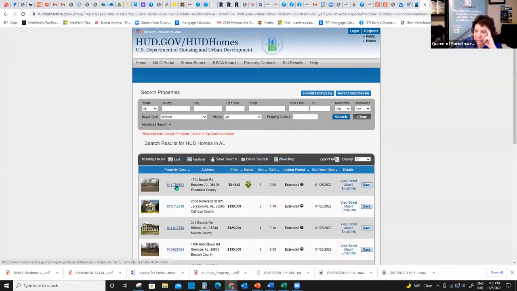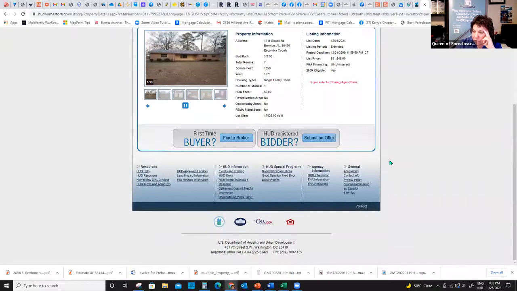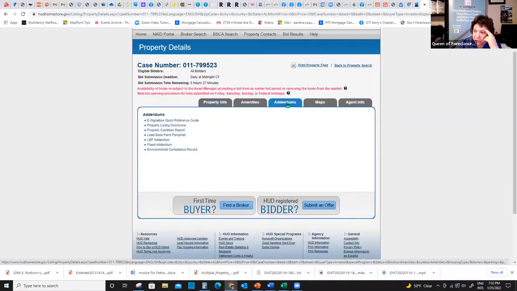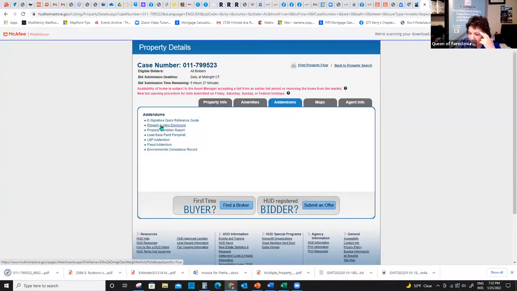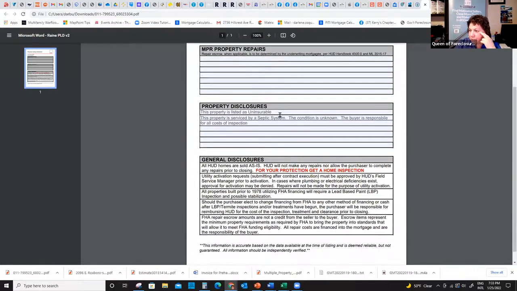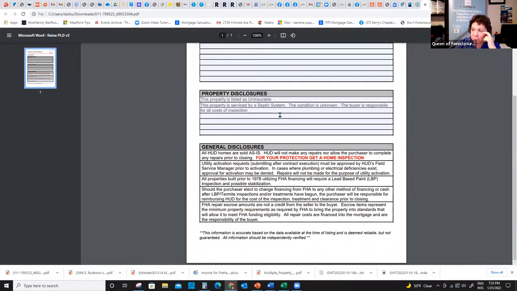A couple other good things. Sometimes they give you some information, like here, property listing disclosure. Let's see if they've got anything here. Give me a second. Sometimes they give you some real good information. Here it is. This property is listed as uninsurable. Again, that means you cannot get an insured loan. You cannot get an FHA, a VA, a Fannie Mae, Freddie Mac, or USDA loan on this. It has to be uninsured. That means right there, it tells you it needs work.